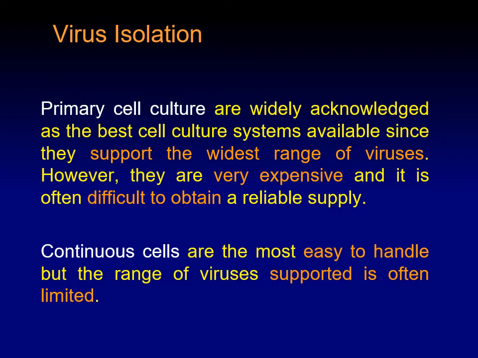As I mentioned earlier, primary cell cultures are widely acknowledged as the best cell culture system available. They support the widest range of viruses. However, they are very expensive and difficult to obtain, simply because primary cells are taken directly from the organ, meaning that we have to bring the animal and take the organ. For that purpose, we need so many animals, which are not available all the time. Continuous cell lines are easy to handle, but there is one issue: the range of viruses supported is often limited to certain types of viruses. That is what makes those cells more specific for amplifying certain types of viruses, while the semi-continuous are probably the best cells utilized for that purpose.